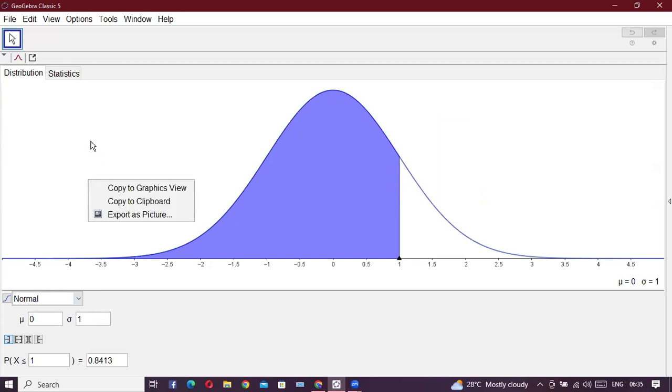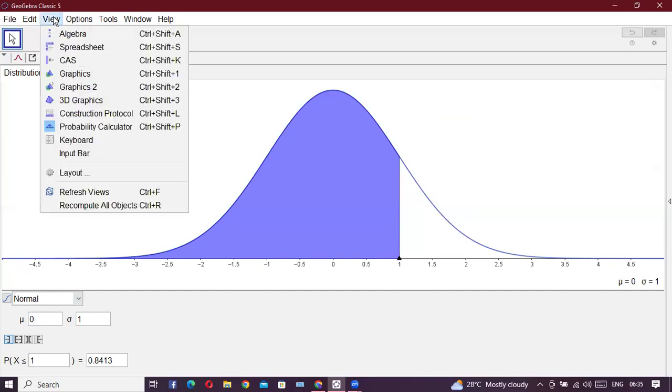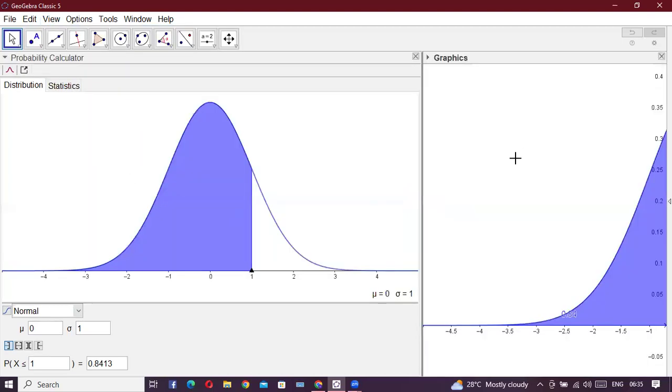When you right click on any portion of the space here, you can see 3 options. The one you want is copy to graphics view. When you hit copy to graphics view, it will take a while, but GeoGebra will copy it to your graphics view. Here, my graphics view is not opened, so it will not automatically open. So I need to go to view and select graphics.